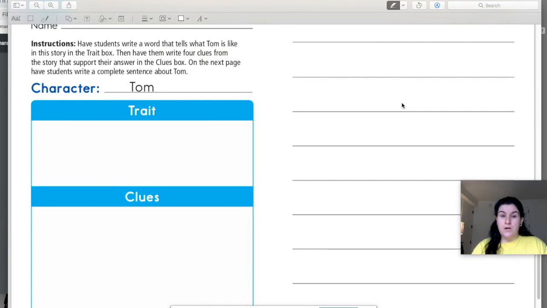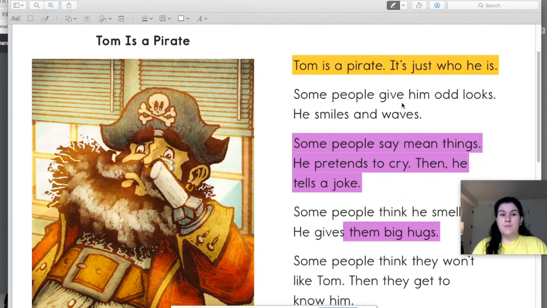In the description box, you're going to find a couple of things. You're going to find a link for this story, Tom is a Pirate. You're also going to find a copy of the character traits page that we looked at together to help you choose one. You don't have to use that page, but that page is there to help you in case you feel stuck or you need some ideas for different character traits that a character can have.